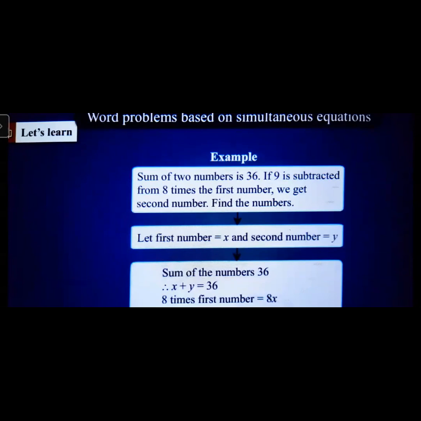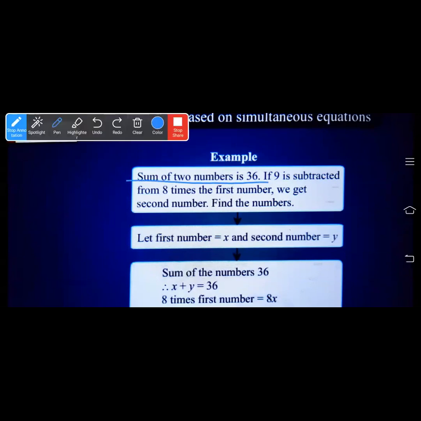So the sum of two numbers is 36. Here you will get your first equation. This is the sentence for the first equation, and this is the sentence for the second equation: if 9 is subtracted from 8 times the first number, we get the second number. So you have to frame the equation. Before that, from the given information, use proper variables for the given quantities. Our next step is: let the first number be x and the second number be y. So we have done our second step of the word problem.